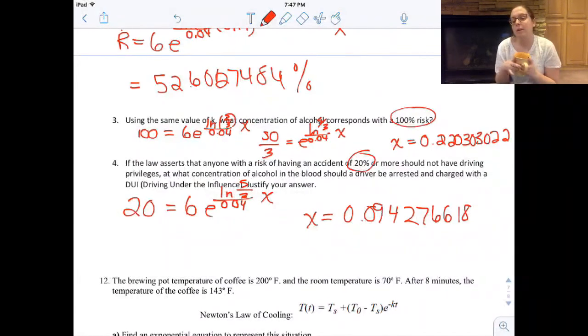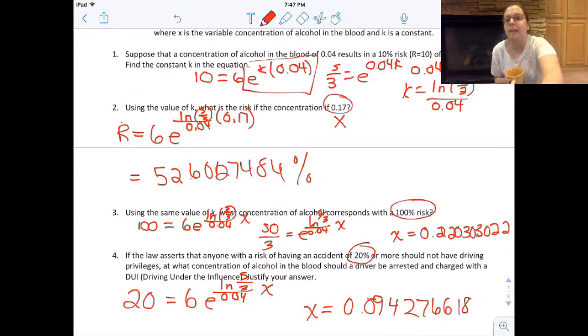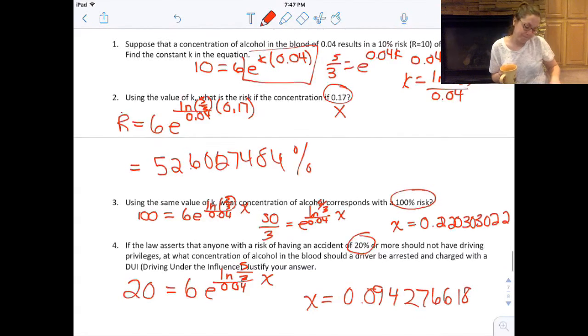Last one, Newton's law of cooling. So a brewing pot is 200. The temperature in the room is 70. After 8 minutes, the temperature is 143. A says find the exponential equation to represent this. So that means I need to find k. And B says how long will it take to reach 158.